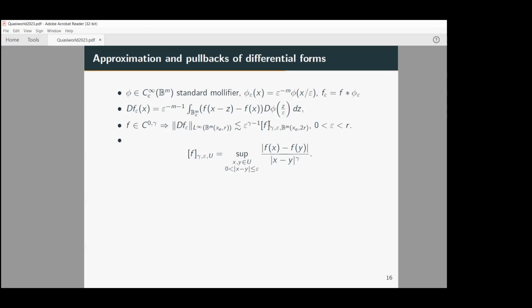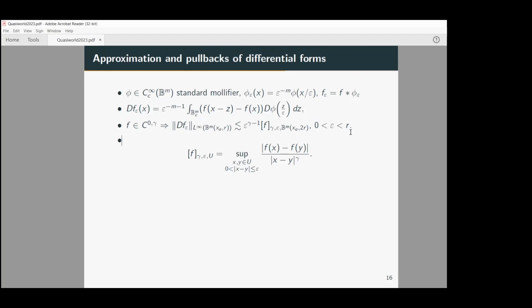if I define this semi-norm of f to be the Hölder constant in the Hölder inequality, then this estimate gives this immediately, because you estimate f of x minus z minus f of x by using the Hölder inequality. So this is like a Hölder constant of f, and because the distance between x and x minus z is no more than epsilon, you will have epsilon to minus m minus 1 times the volume of the ball, and here will be epsilon to gamma, and that will give you epsilon to gamma minus 1. So that's a very, very simple estimate.